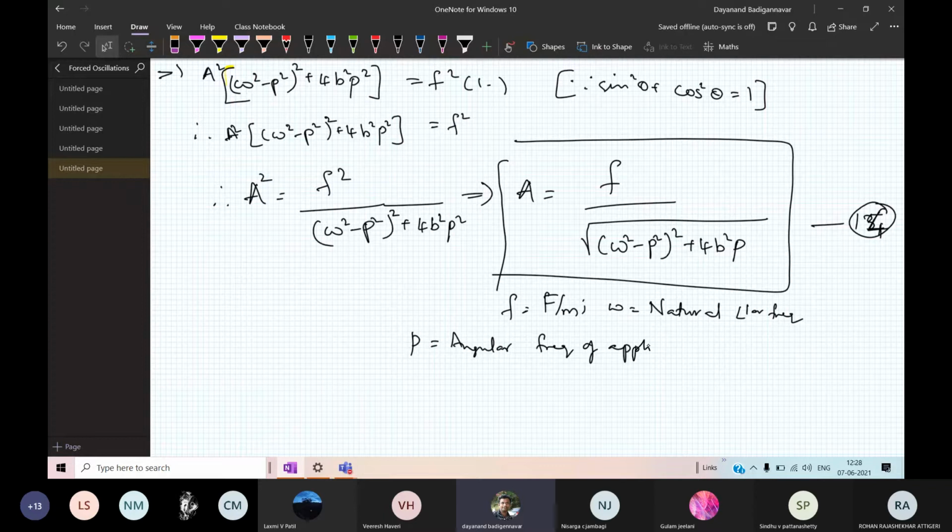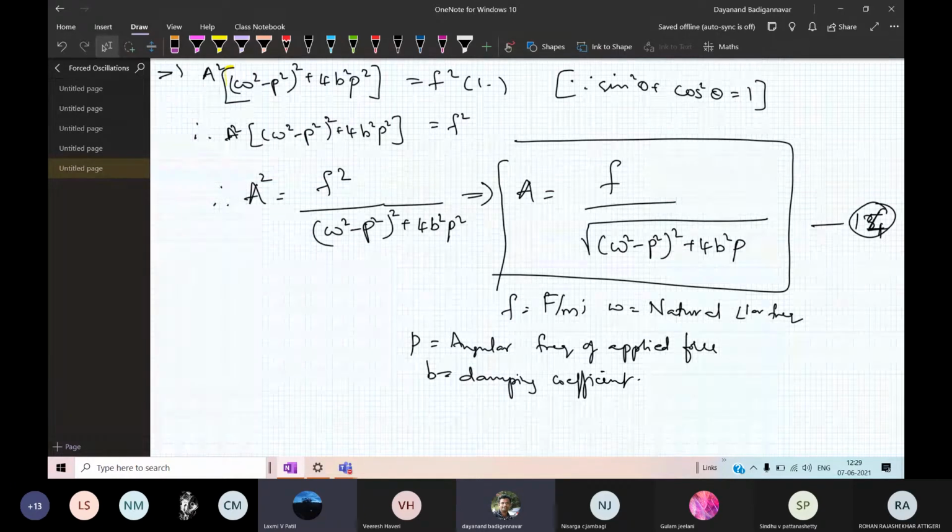B is the damping. It is dependent on all these constants. Damping coefficient. Next. Henry. Sir, F divided by root of omega square minus p square whole square again, sir. Plus 4 b square p square, that should come, sir.